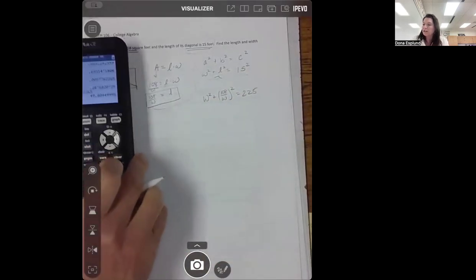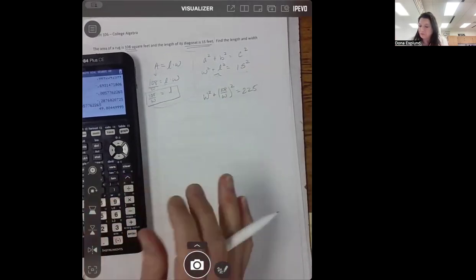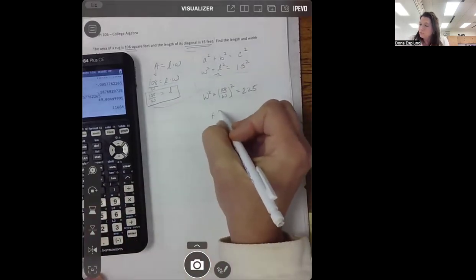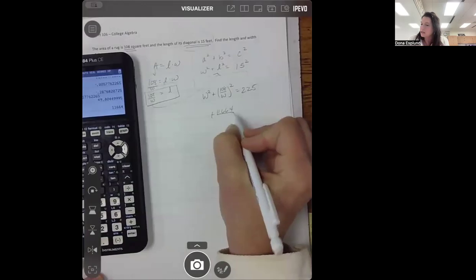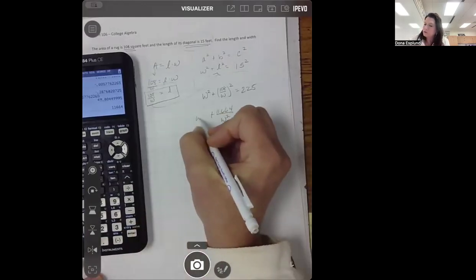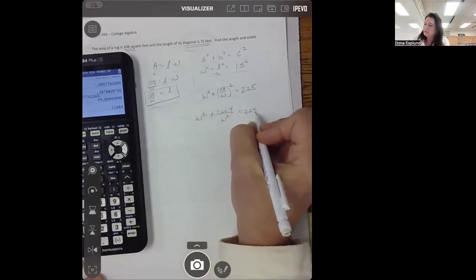I am going to grab my calculator because I don't know what 108 squared is. So let's find it. 108 squared is going to end up being 11,664. But then I have W squared. And I also have the W squared here, equals the 225.